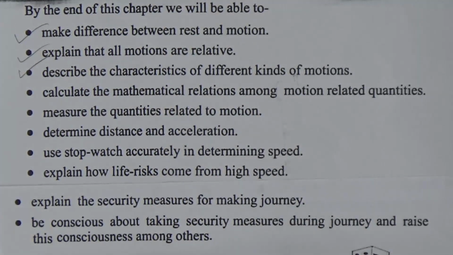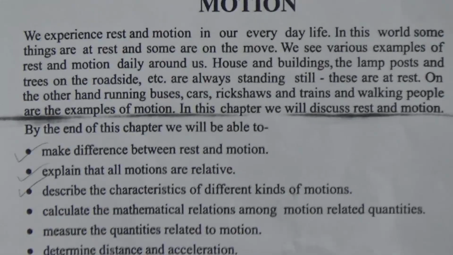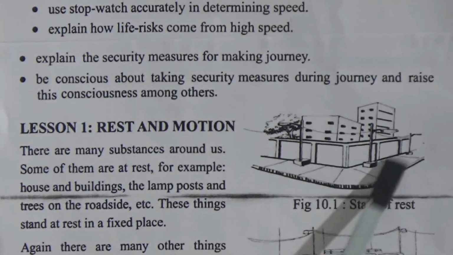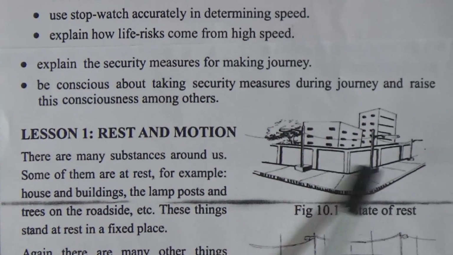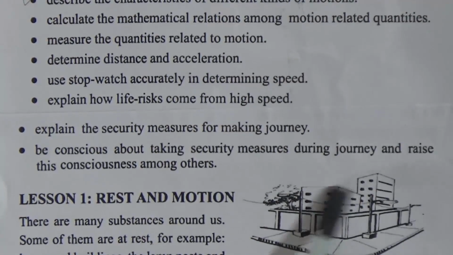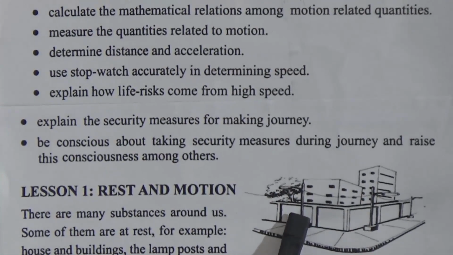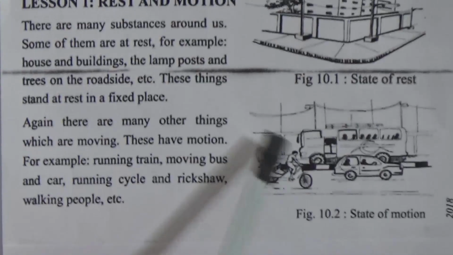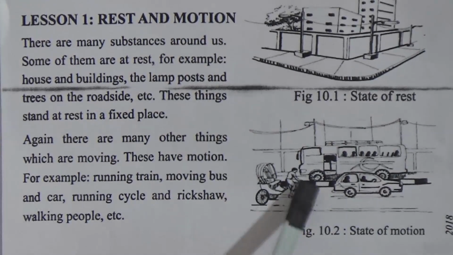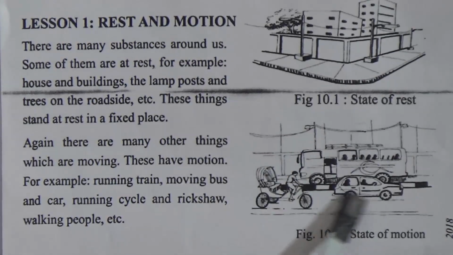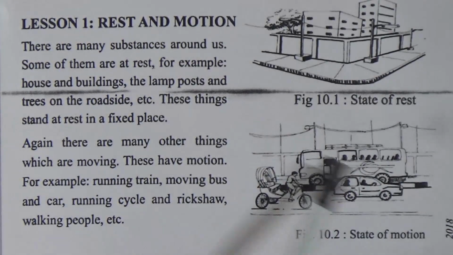Now we will start from lesson 1, rest and motion. Look at the figure. This is the buildings picture. These buildings don't move. That's why we can say they are in the state of rest. Now come to our next picture. There are running rickshaws, cars and buses. These things are moving from one place to another place, and this picture shows the state of motion.